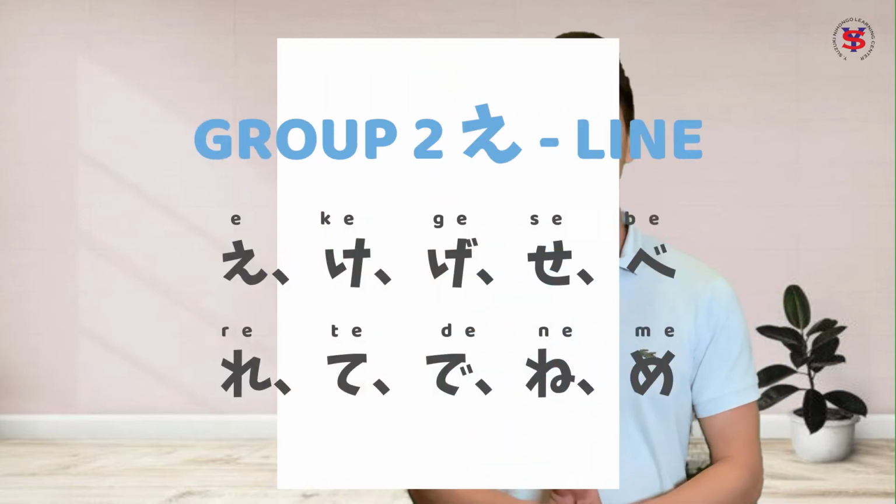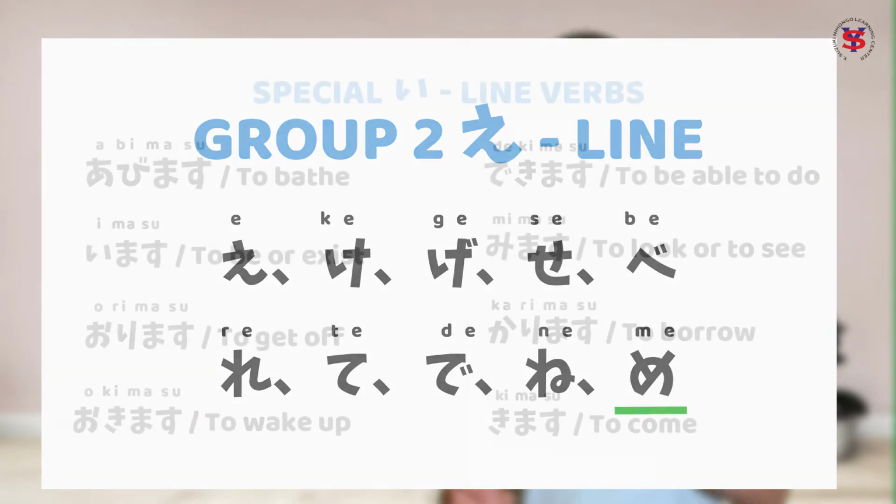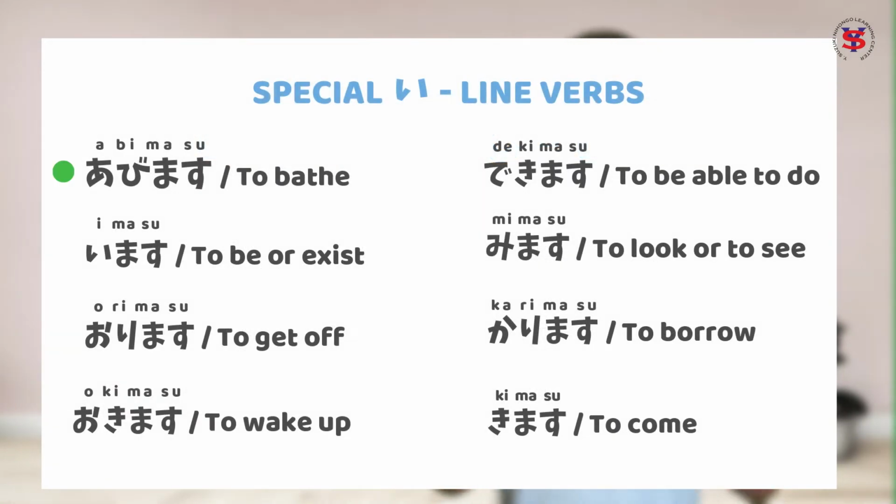Now let's move on to the group 2 verbs. So for group 2 verbs, these verbs end with the e line. So that's e, ke, ge, se, be, de, te, de, ne, me, and also includes special E-line verbs like abimasu, to bathe, imasu, to be or to exist, orimasu, to get off, okimasu, to wake up, dekimasu, to be able to do, mimasu, to look or to see, karimasu, to borrow, and kimasu, to come.